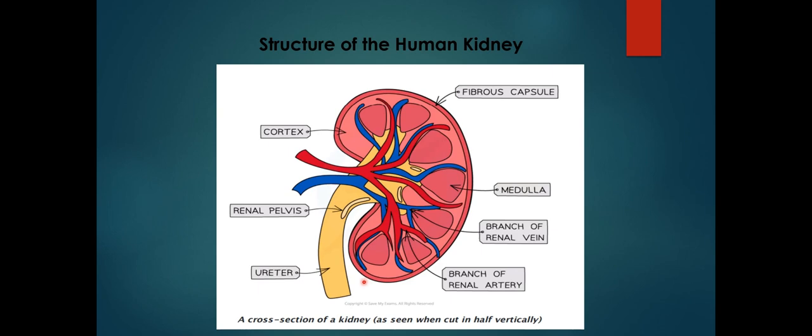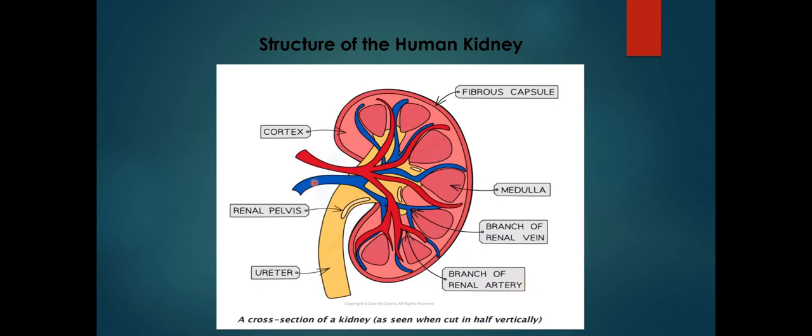Now, this is the structure of a human kidney. Remember that there's a cortex here, which is the main outer part. Then the medulla is the inner part, these triangular structures you guys can see here. This is a medulla.